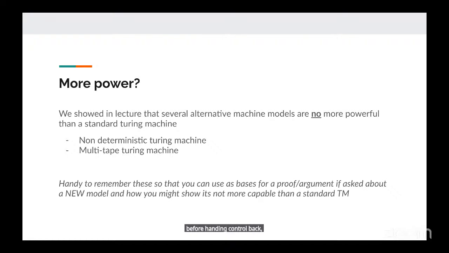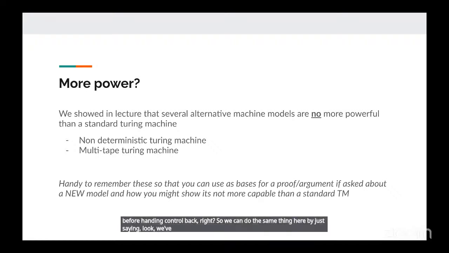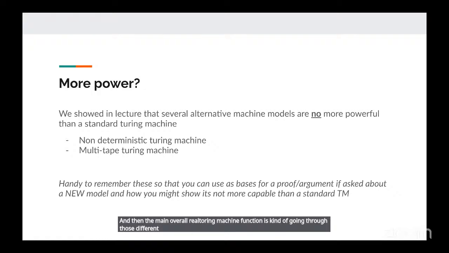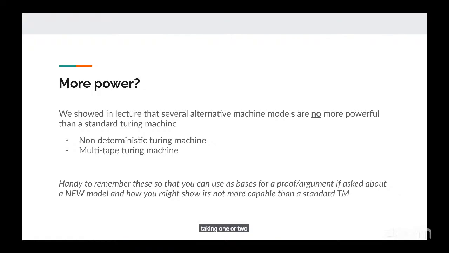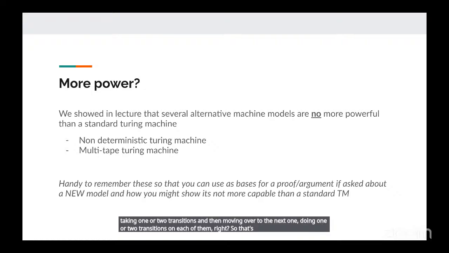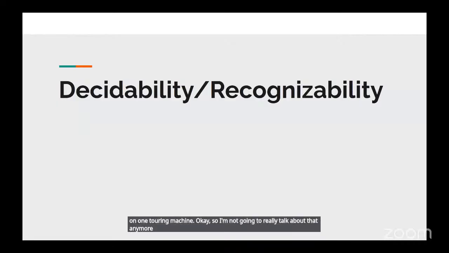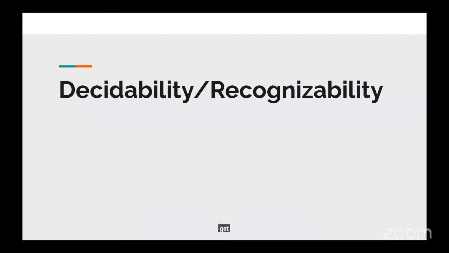So we can do the same thing here by just saying, look, we've got this infinite tape. Let's just set up a whole bunch of Turing machine states. And then the main overall real Turing machine function is going through those different states, taking one or two transitions and then moving on to the next one, doing one or two transitions on each of them, right? So that's how we can run multiple Turing machines in parallel on one Turing machine. Okay, so I'm not going to really talk about that anymore because we don't have that much time. Get on to the interesting part, the decidability and recognizability of things.